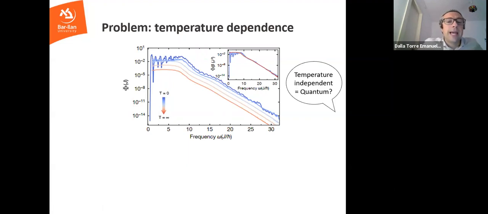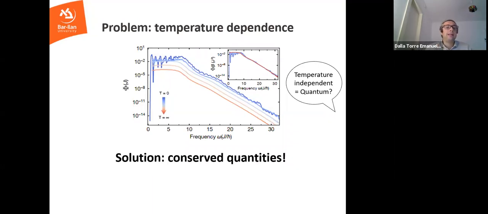So naively, one would say, oh, if the slope does not depend on the temperature, it means that it's a quantum effect. At least this is what you see in the literature. But I think this argument should be really wrong, because if something does not depend on the temperature, it means that it survives until infinite temperature. And if something survives at infinite temperature, I would argue it's actually really not quantum. So what's going on here? On the one hand, we see something that looks like a quantum effect, and the temperature doesn't seem to play a role. On the other hand, the effect survives at infinite temperature. So the answer that we found is that one really needs to take into account additional conserved quantities.